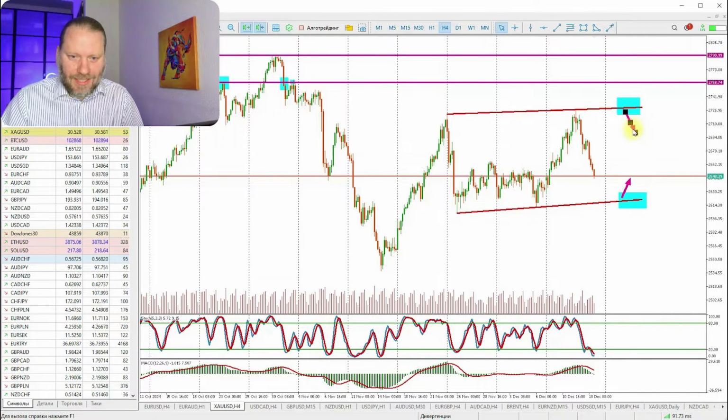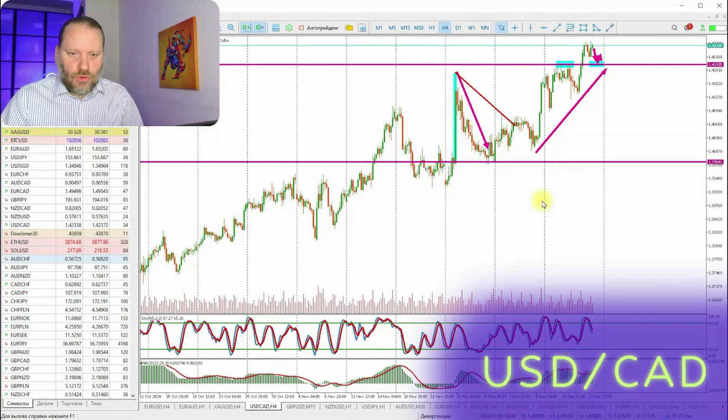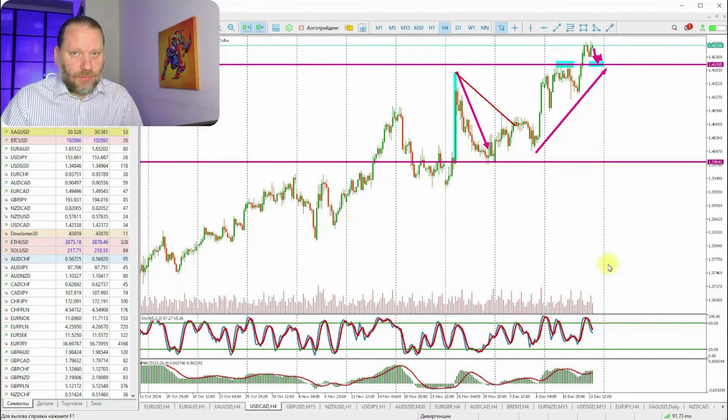Look, here I have also drawn resistance support lines, and the reversal points on them respectively. From the support line you can buy, and from the resistance line you can sell and make a profit. And finally, let's look at the dollar-Canadian dollar pair. As I said, I'll tell you how you can double your chances of making money this week.